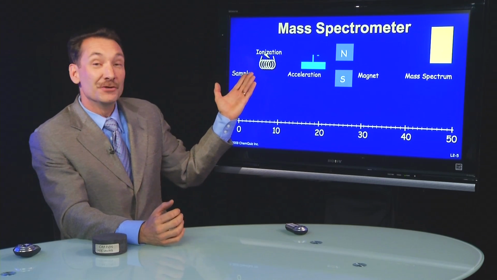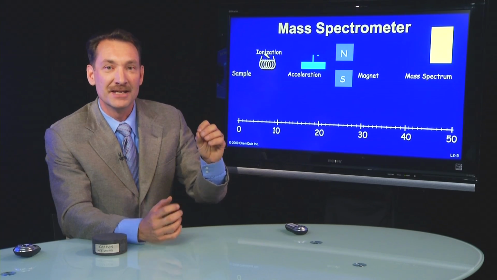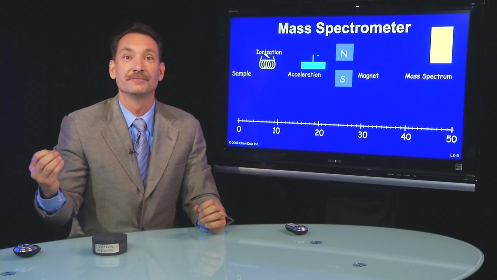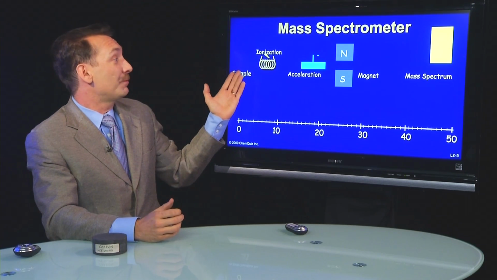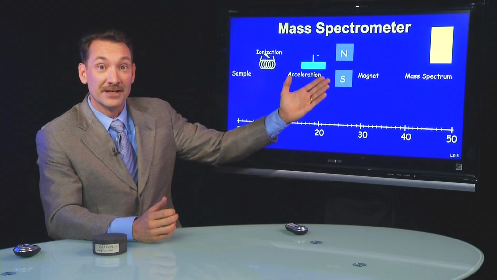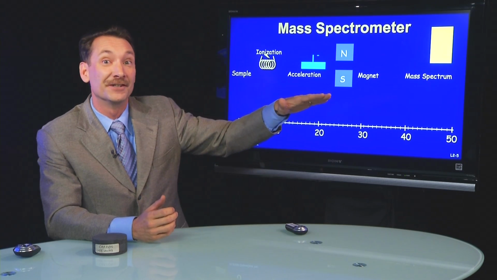In a mass spectrometer, you take a sample and you ionize it. And by ionization, we mean stripping off electrons. In this case, we strip off all the electrons. The sample is then accelerated towards an electric field and directed through a magnetic field.